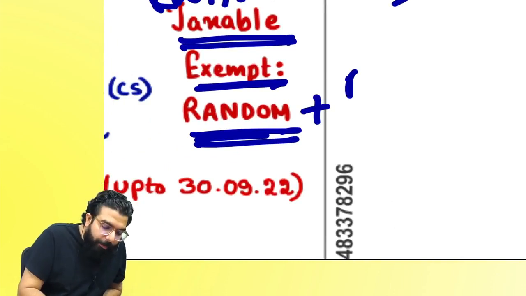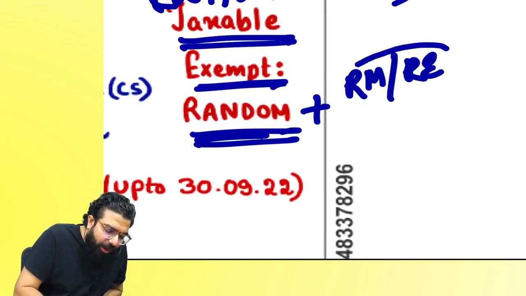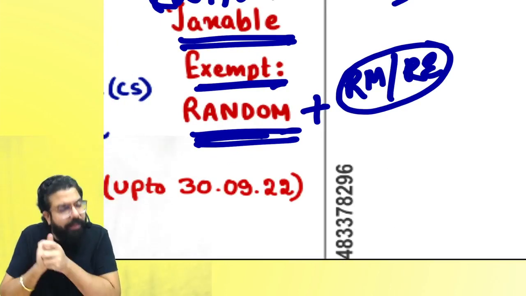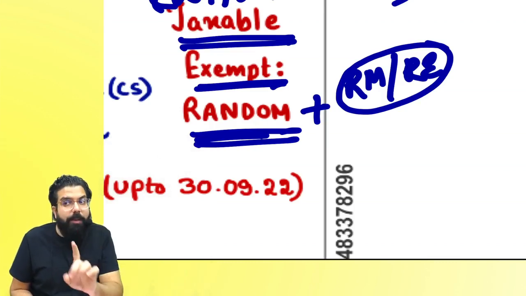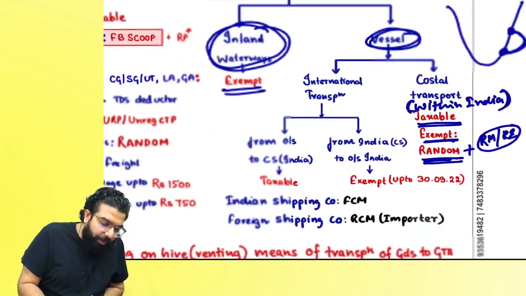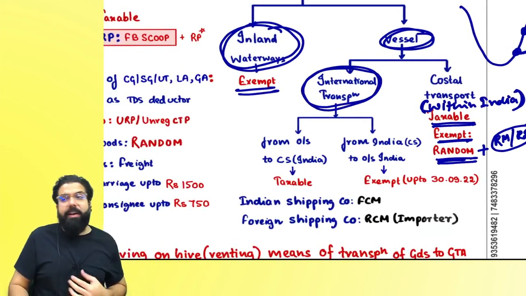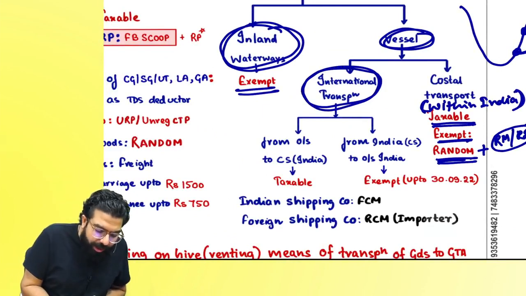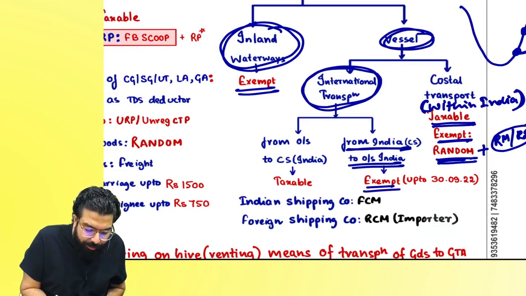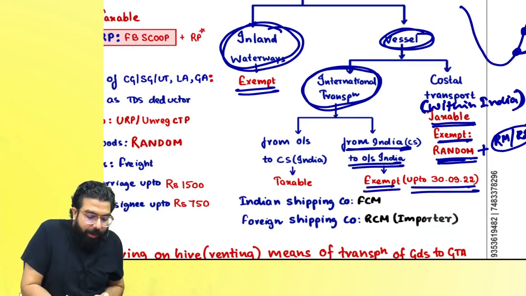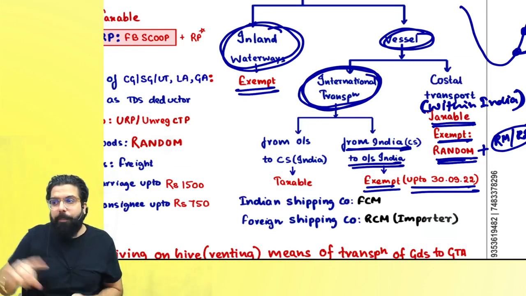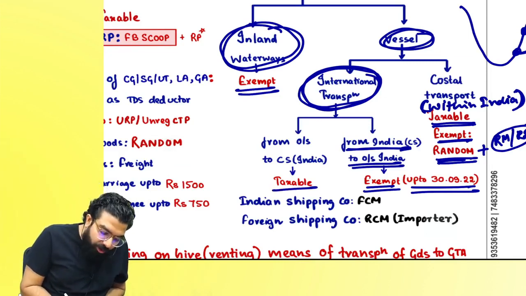Plus, remember, railway material or railway equipment are also exempted if they are transported. Coastal transportation of railway material or railway equipment is exempted. Can I go ahead, everyone? Then always remember, vessel transportation internationally from India, if goods are being transported by a vessel, ship, from India to outside India, it is exempt up to 30th September 2022. But if international transport is of goods from outside India into India by a foreign shipping company, then it's always taxable, remember.